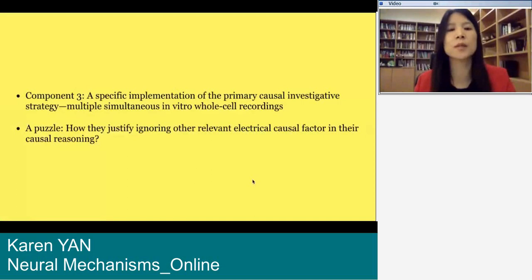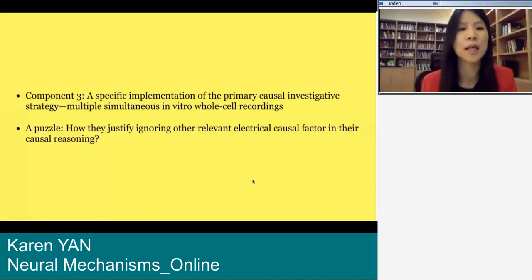So, summary of component 3. A specific implementation of the primary causal investigative strategy is this simultaneous multiple-neuron recording. And as I point out, they're ignoring some possibility that is actually a relevant electrical causal factor in their reasoning, and how can they justify that?